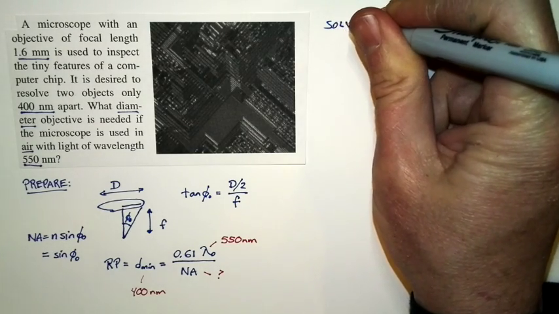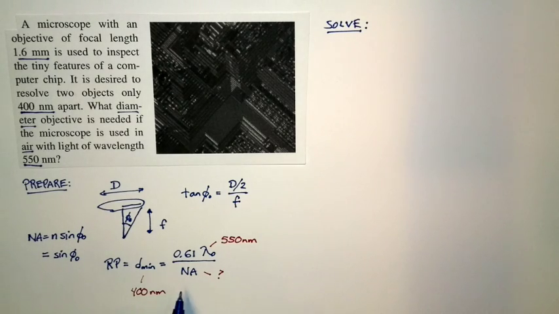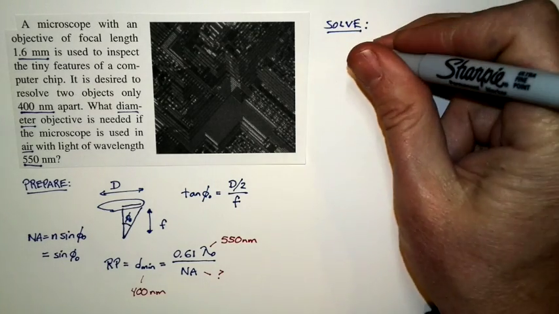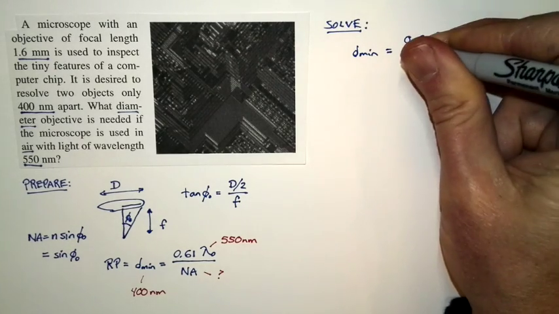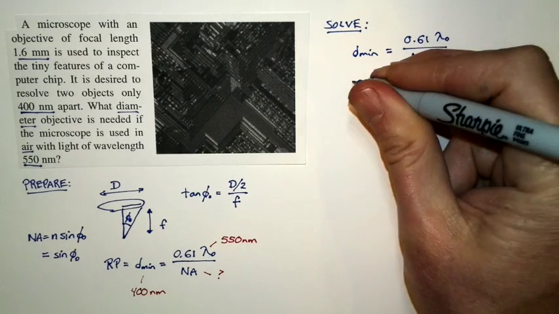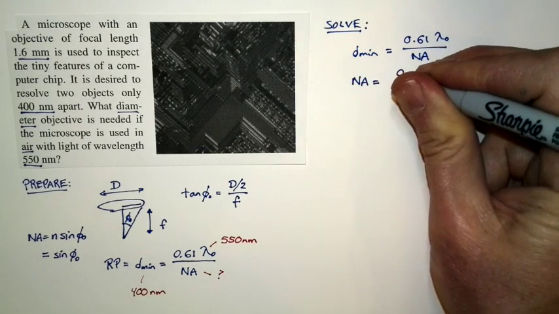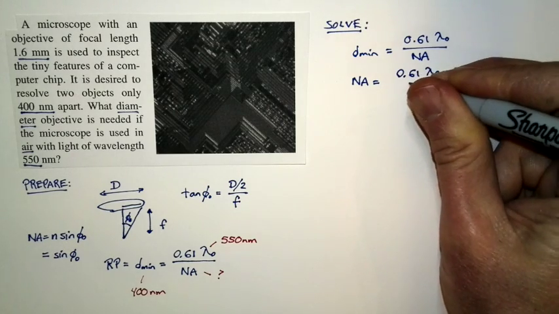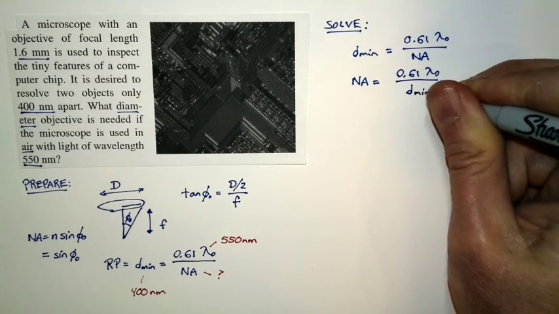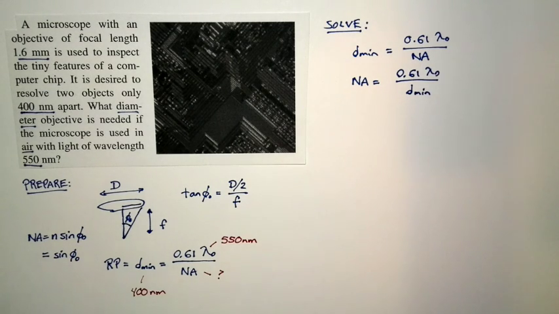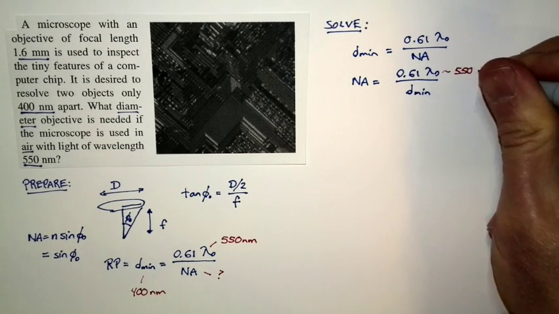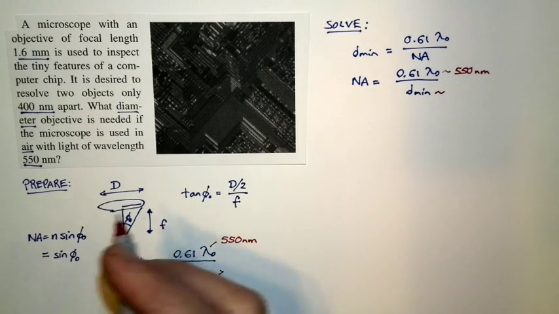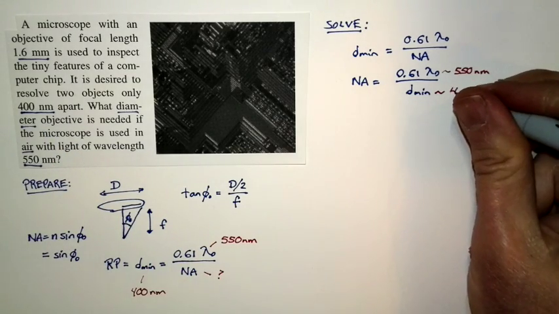Now let's go ahead and complete our solution. And it's going to work like this. We'll take this relationship right here. Okay, the minimum distance, d min, is equal to 0.61 times lambda 0 divided by the numerical aperture. We want to solve for the numerical aperture. Well, the numerical aperture is just equal to 0.61 times lambda 0 over d min. Lambda 0, that's just the wavelength of light, and it's the wavelength in vacuum, but that's the same as the wavelength in air. So this is 550 nanometers. D min is the features that we're trying to resolve, which is 400 nanometers.